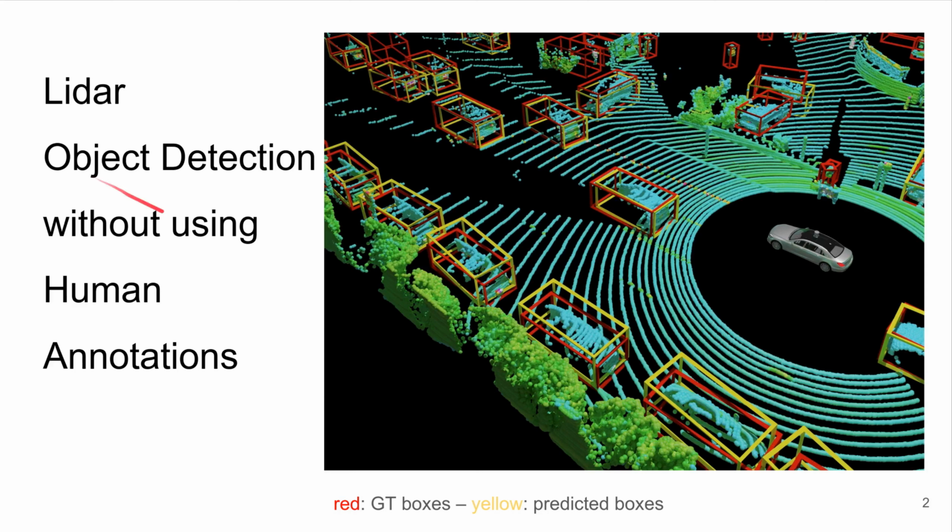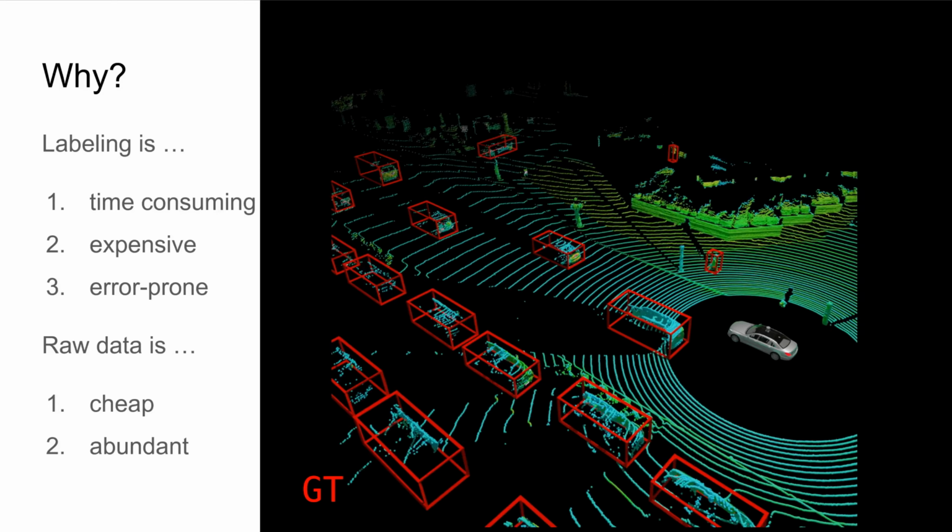Red here is the ground truth, i.e. the goal of what we want to achieve, and depicted in yellow are the predicted 3D bounding boxes generated by our method. Now you might ask why this is relevant.